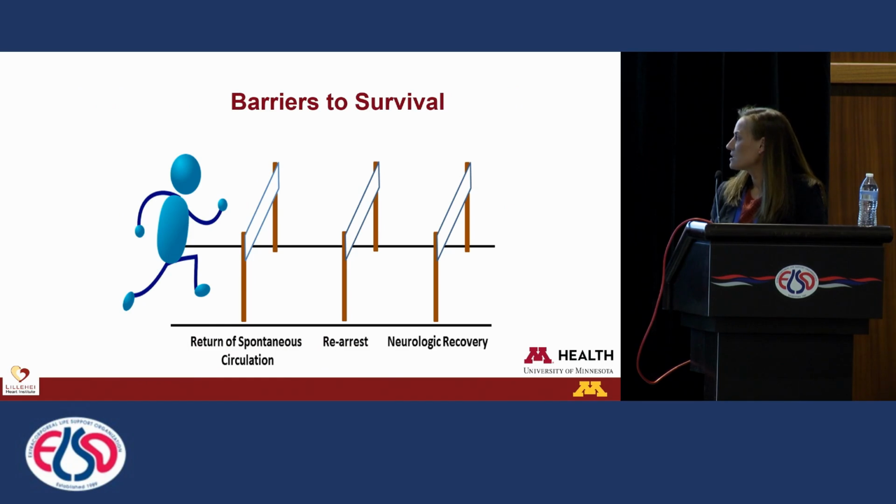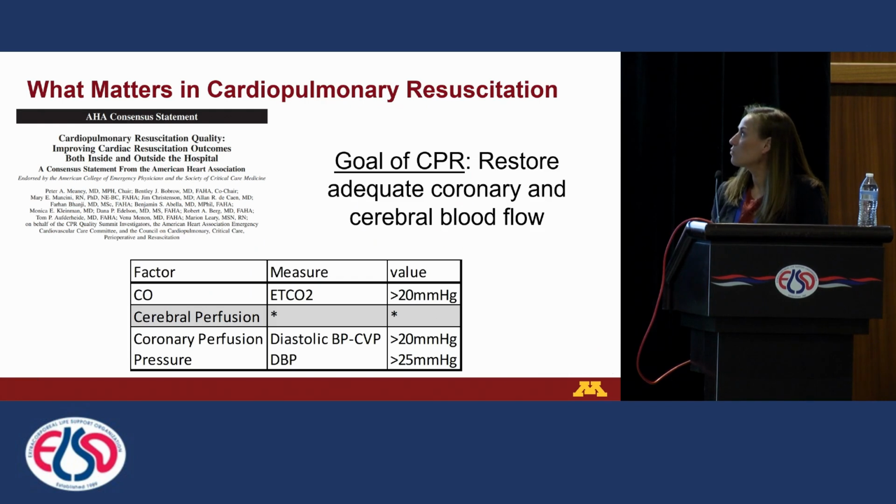So despite this, there are patients that never achieve ROSC, either rearrest or have neurologic injury. And what do we do about that? This AHA consensus statement identified the goal of CPR as restoration of adequate coronary and cerebral blood flow. And it goes without saying that there are several factors we should pay attention to in order to achieve this goal. One being cardiac output.